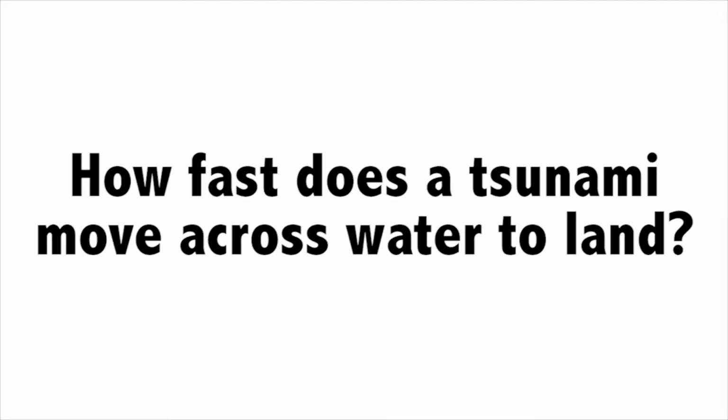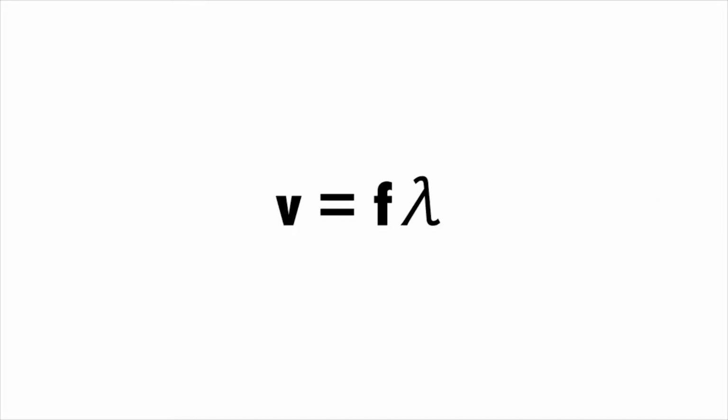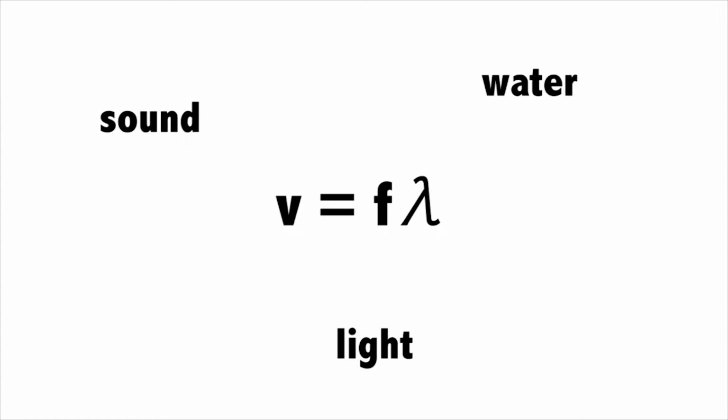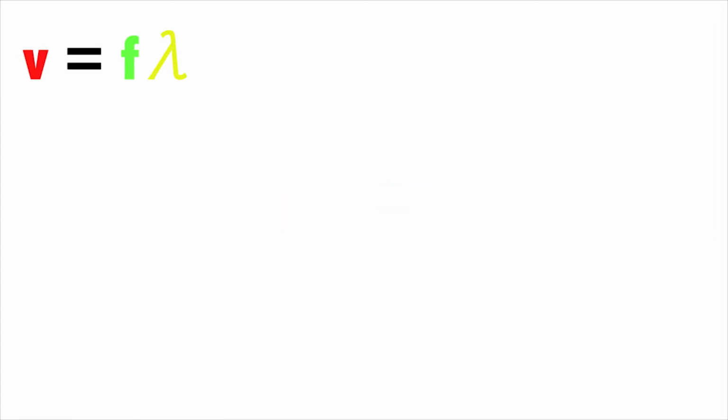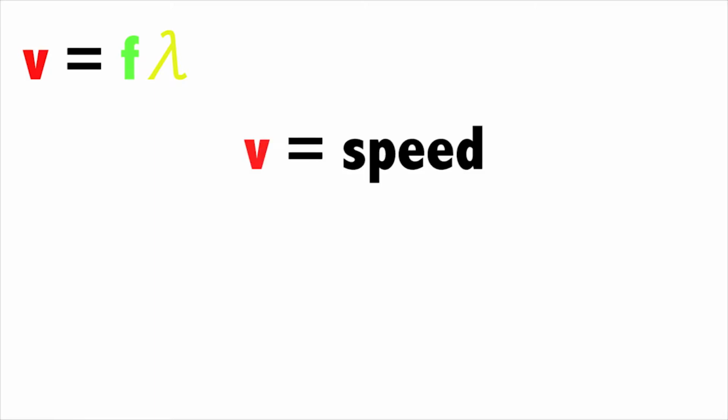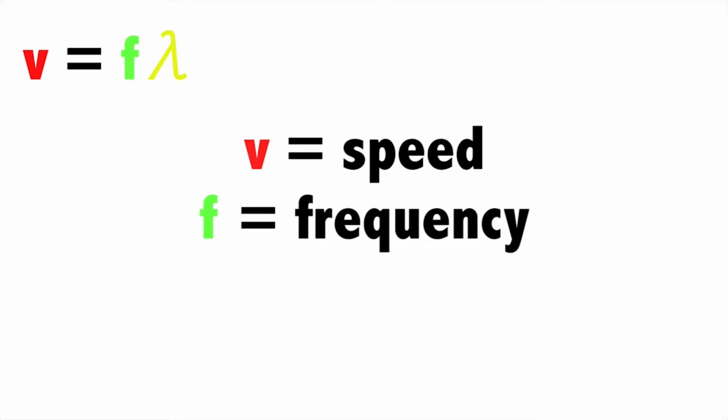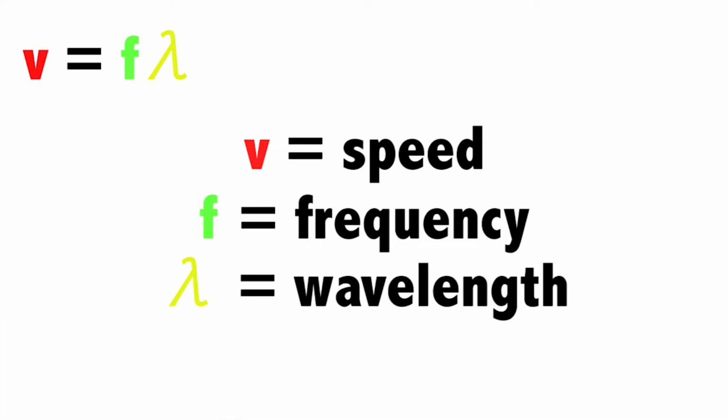Now we have discussed the formation and components of a tsunami. So how fast does a tsunami move across water to land? The universal wave equation can be applied to any kind of wave, whether this be sound, light, or water wave. The reason this wave equation can be used universally is because all types of waves have very similar aspects to them, including speed, frequency, and wavelength. This equation is demonstrated as V equals F times lambda. V is equal to speed, F is equal to frequency, and lambda is the wavelength of the wave.